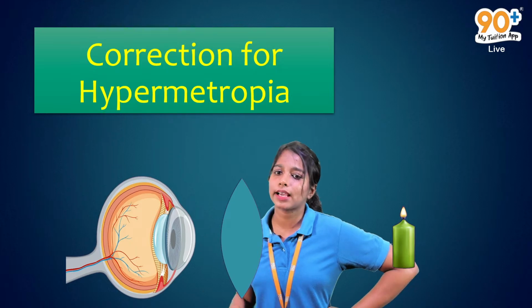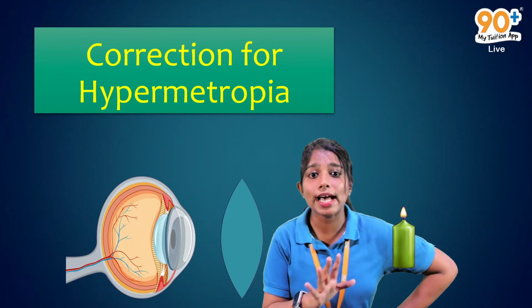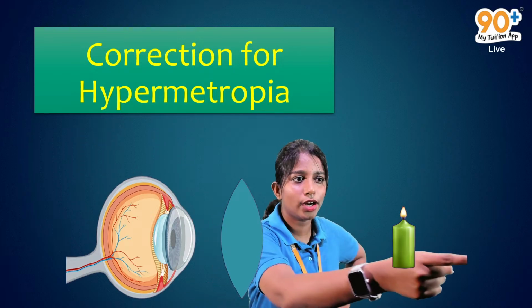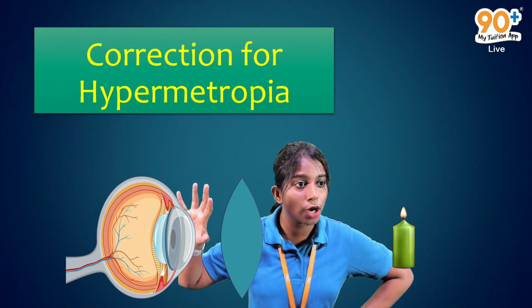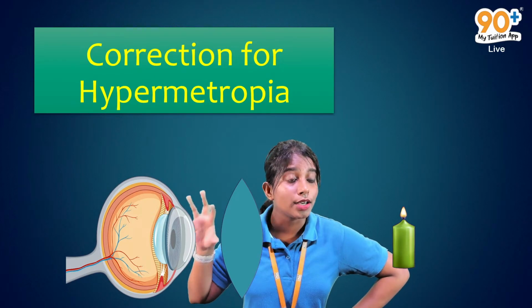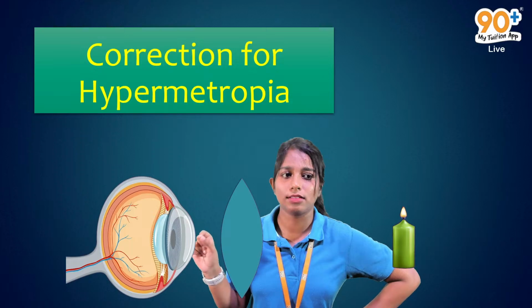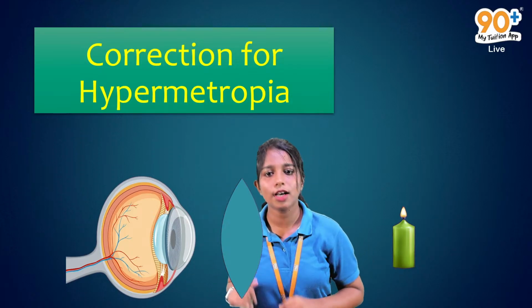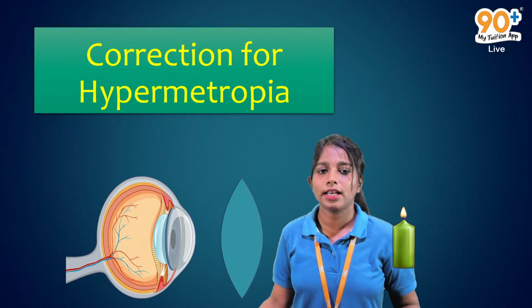Yes, now how can we correct it? So we know that in the case of hypermetropia, image is formed behind the retina. Is that how it's written? Image is formed behind the retina. But behind is of no use, you should focus that image on the retina. The image should be on the retina. So to correct that, we use an extra convex lens. Yes sir, we will see it.